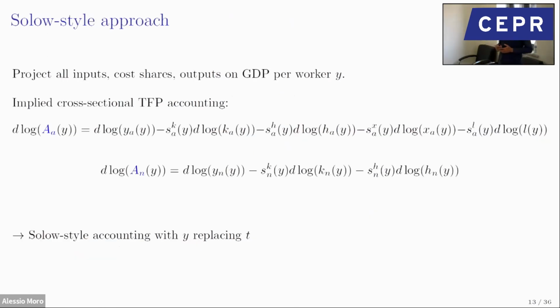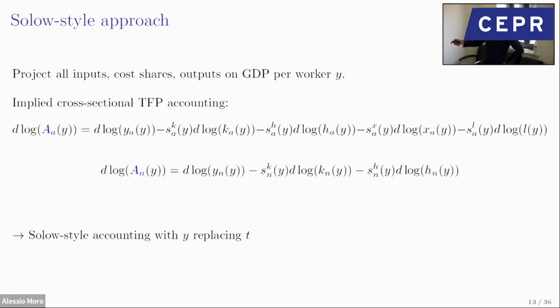What we then do is a Solow-style exercise. However, we do it in GDP per capita space as opposed to time. So we project all the measures that we had, inputs, cost shares, and output, on a measure of development, which is GDP per capita or per worker, which we call Y. And then we just define a change in TFP. Let's just focus on the non-agriculture sector because it's a bit simpler.